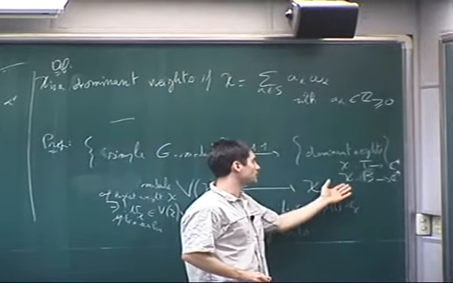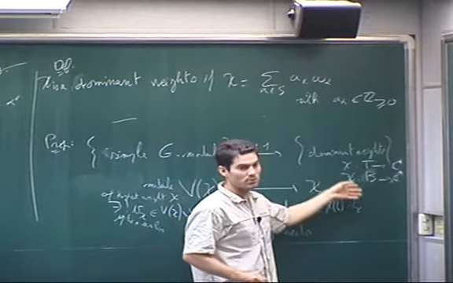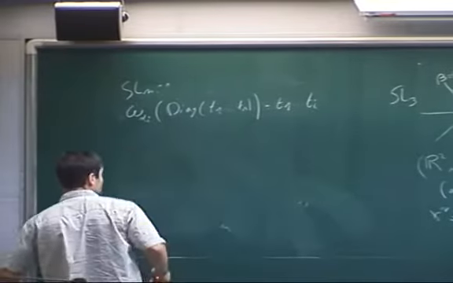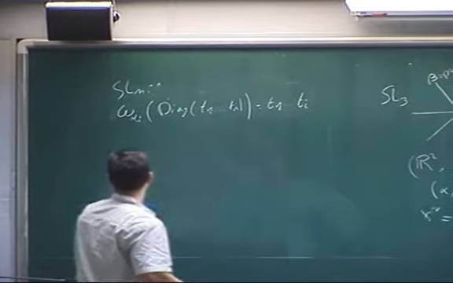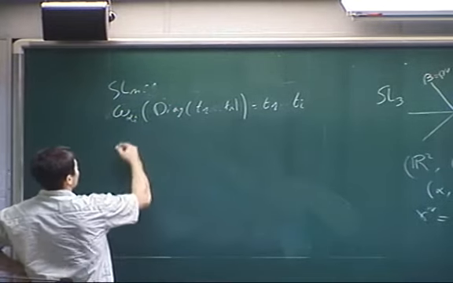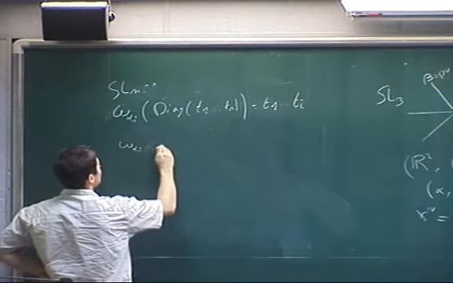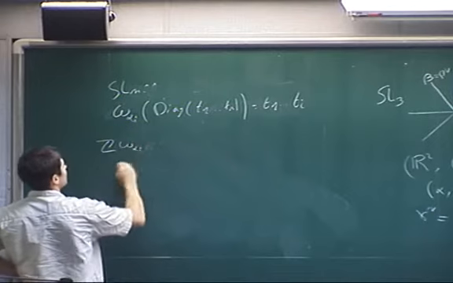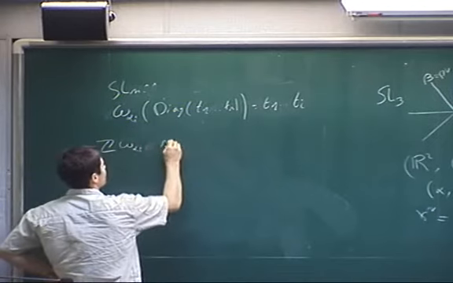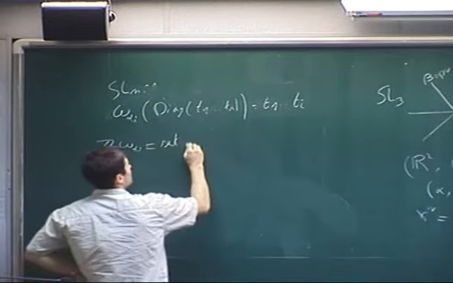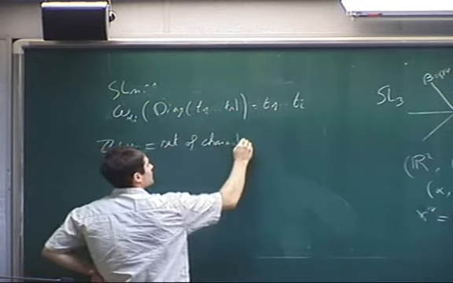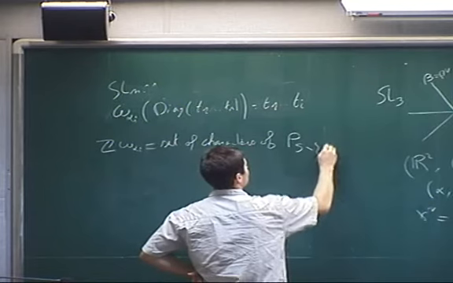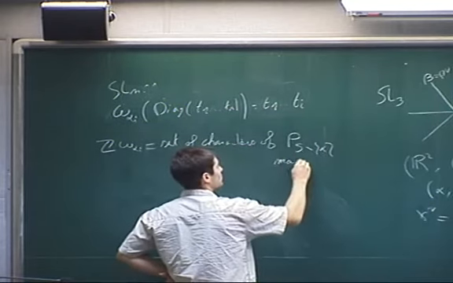And in a few cases, in fact, we can also extend the characters to a parabolic subgroup. For example, Z omega alpha i is the set of characters of what I call P_{S minus alpha}. So it's a maximal parabolic subgroup.